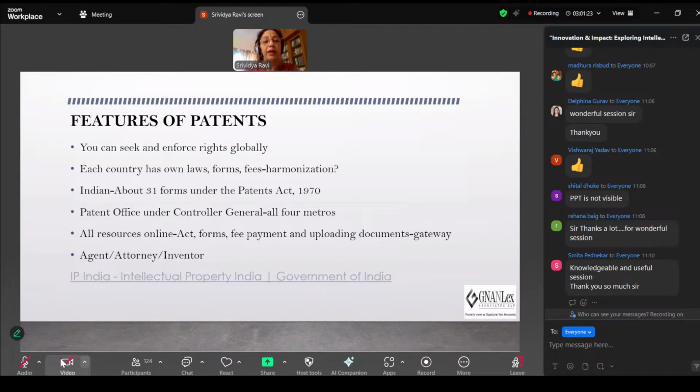And typically, when people apply for patents, they either employ a patent agent, someone like me, or a patent attorney. A patent attorney is a person who knows the patent law but is also a lawyer. While I'm not a lawyer, I am more a scientist. I am a patent agent. I understand the patent laws, but I don't do legal practice.